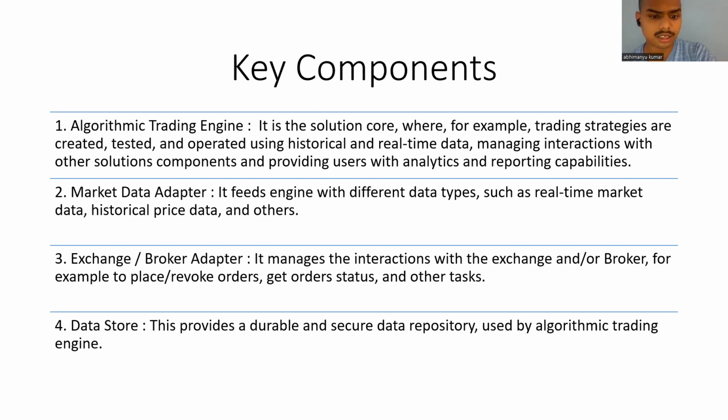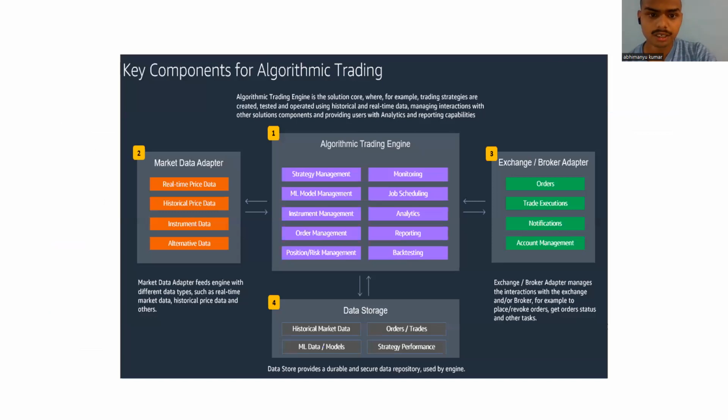Third is the exchange or broker adapter. In the stock market, all actions are done by a broker, so we need to connect through a broker, which is done by the exchange adapter. Fourth is the data store, which provides a durable and secure data repository used by the algorithmic trading engine. Here is a representation of the key components.